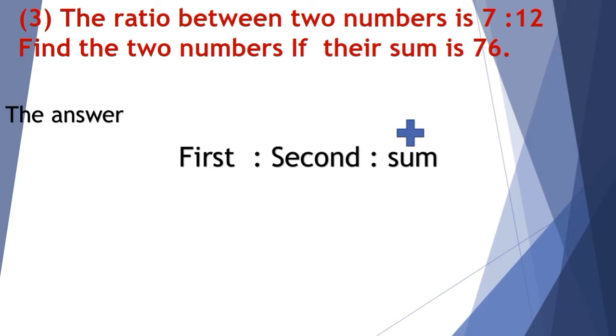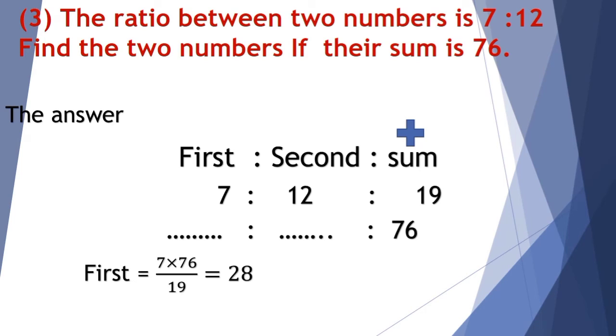Under the sum I have two steps. The sum of the two numbers will be 76, but I will write the sum of the two ratios, 7 plus 12, which is 19. In the next line I will put 76. To get the first number I will make crisscross. So 7 times 76 over 19. So the first number will be 28.